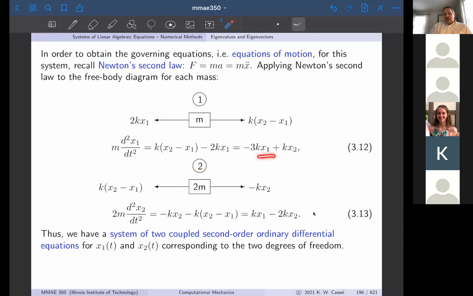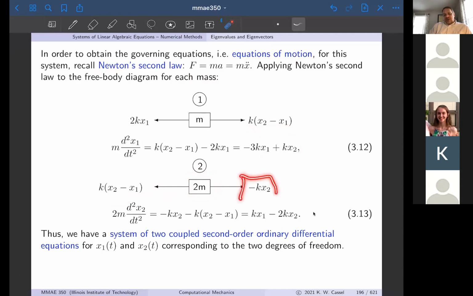And you can see it involves both the position of the left mass and the right mass. We need to know both of those in order to solve for the left mass. It's a coupled system. What happens to mass 1 and mass 2 are interrelated. Do the same thing for the free body diagram for the right mass, which is 2m. The force pulling to the left is the same as this one pulling to the right. That's k times x2 minus x1.